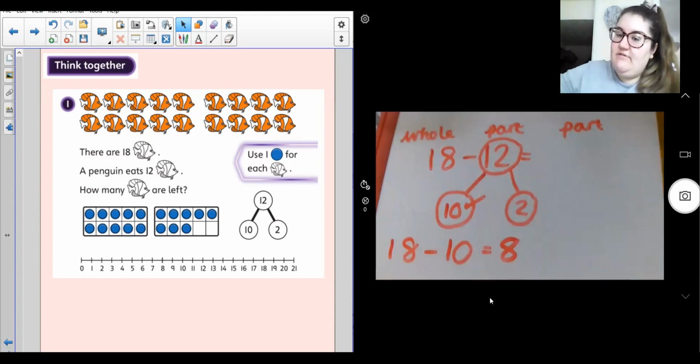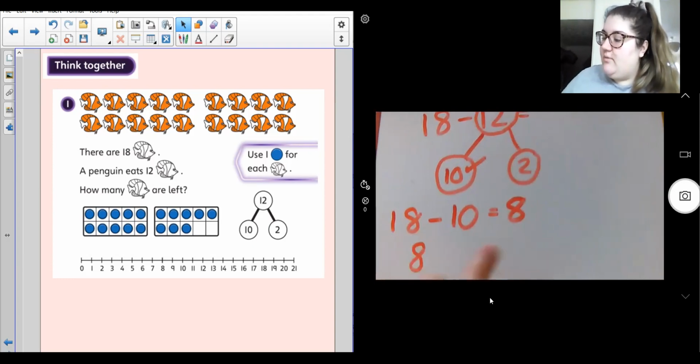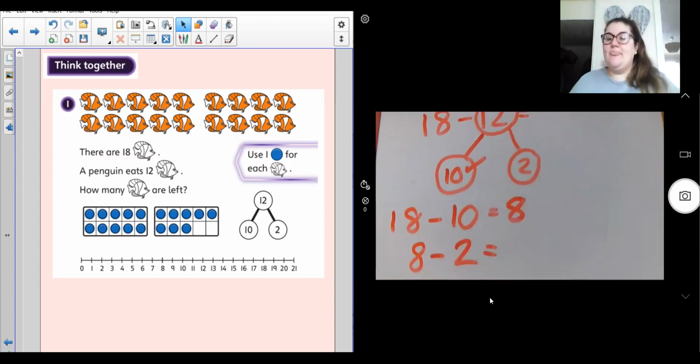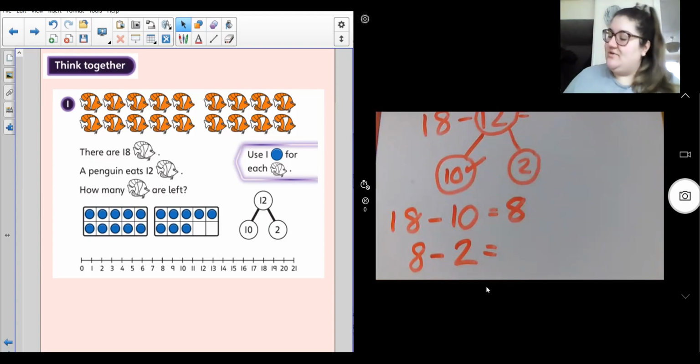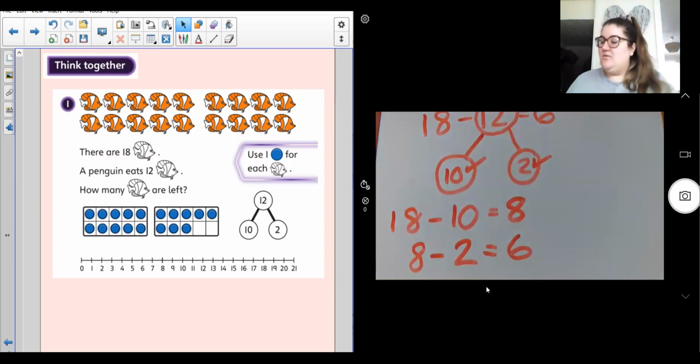Step 2 is to subtract the 1s. So I'm going to carry on with this, and I'm going to start with 8, because remember, that's how many we've got left. And I'm subtracting the 1s, so I'm subtracting 2. So I've got 8, okay, and I'm going to subtract 2. So how many are left? I had 8, and I subtracted 2. How many are left? Well done if you said 6. Okay, so I've done step 2. 18 take away 12 equals 6.